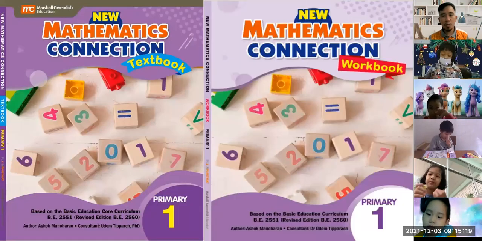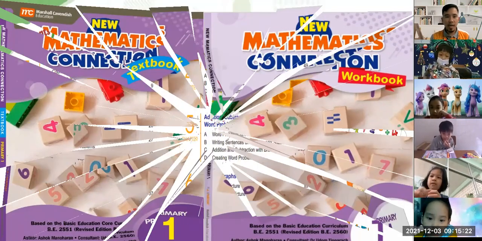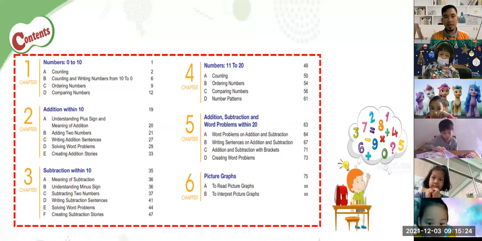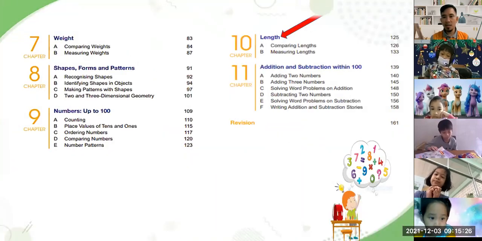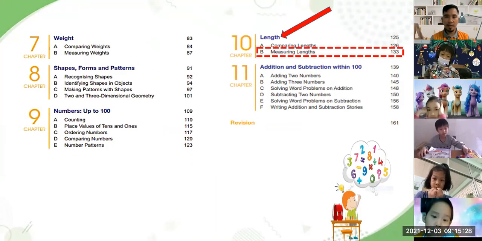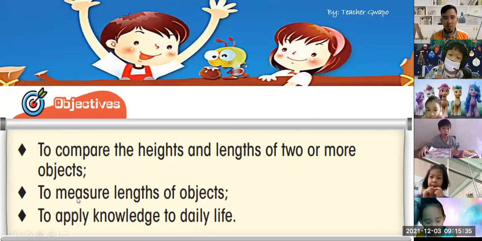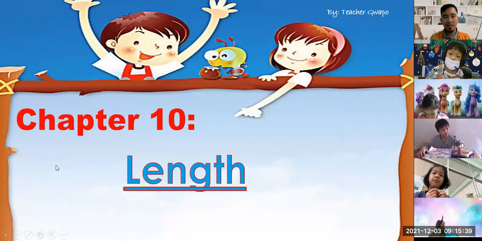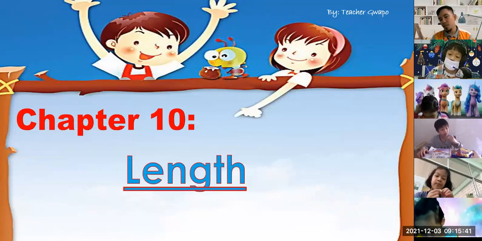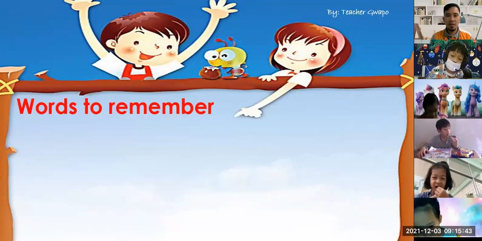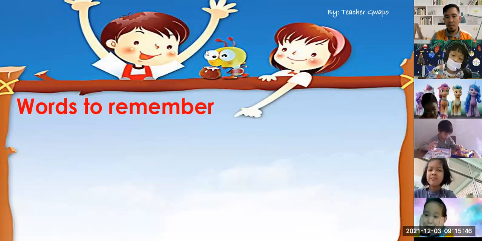Okay, now these are the books that we are using, textbook and workbook, and these are the chapters that we have done already. And now we are in chapter 10, which is about measuring length. For this morning, our objectives are to compare height and length, to measure length of objects, and to be able to apply this in our daily lives. So these are the words that we must always remember. It's very important. Everybody, let us read all together.